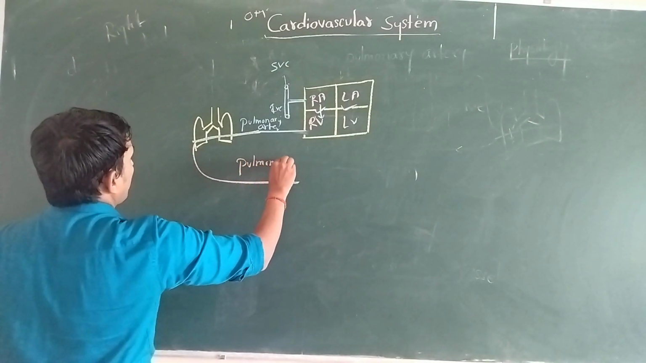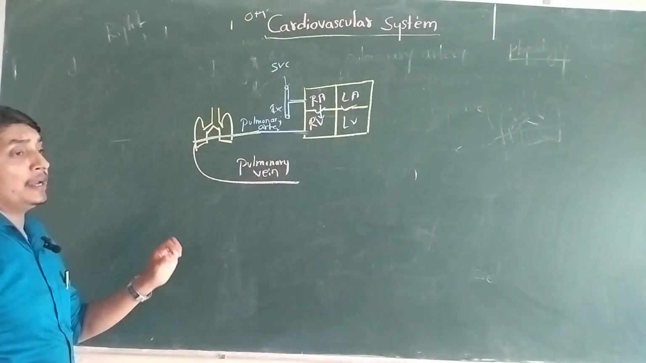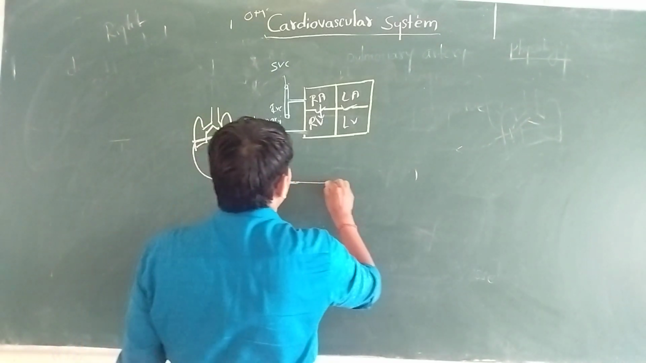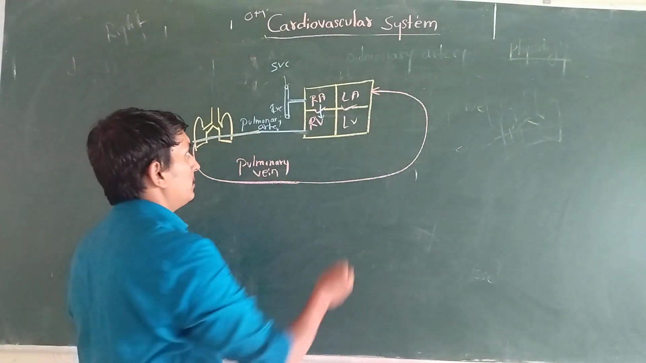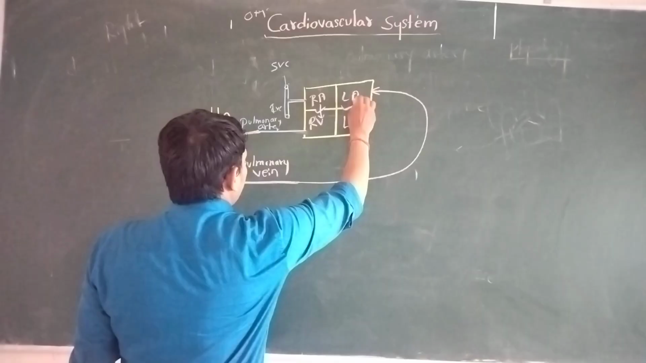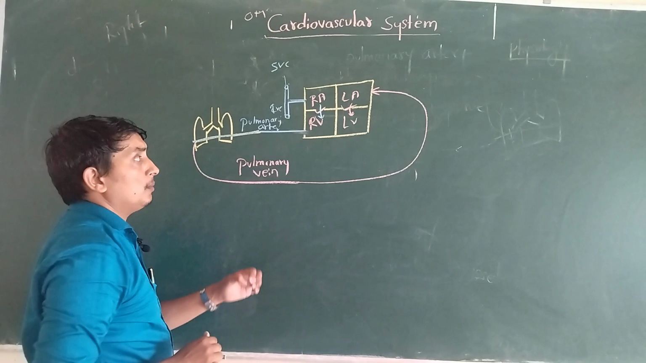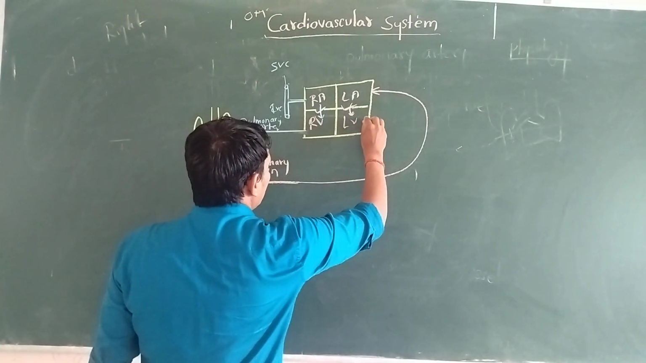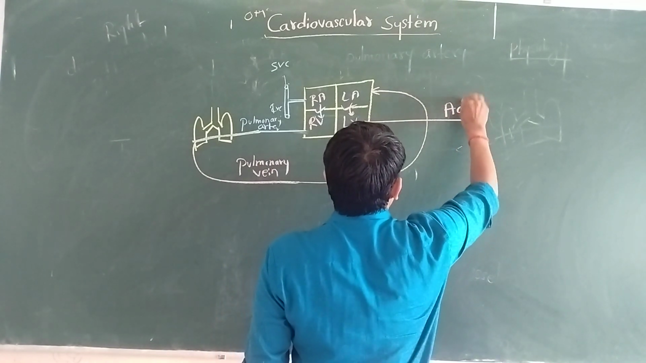So the pulmonary vein is collecting. Every vein carries deoxygenated blood except the pulmonary vein. Now the pulmonary vein collects the blood and gives it to the left atrium. The left atrium again contracts, and blood pumps to the left ventricle. In the left ventricle, blood volume increases, it starts contracting and pumps the blood. So the left ventricle pumps blood into the aorta.